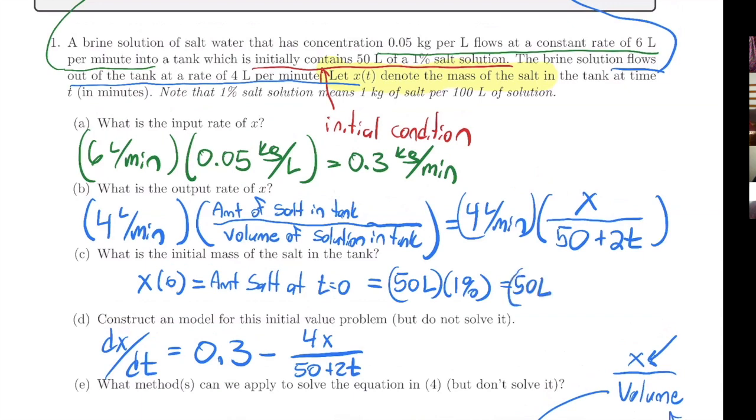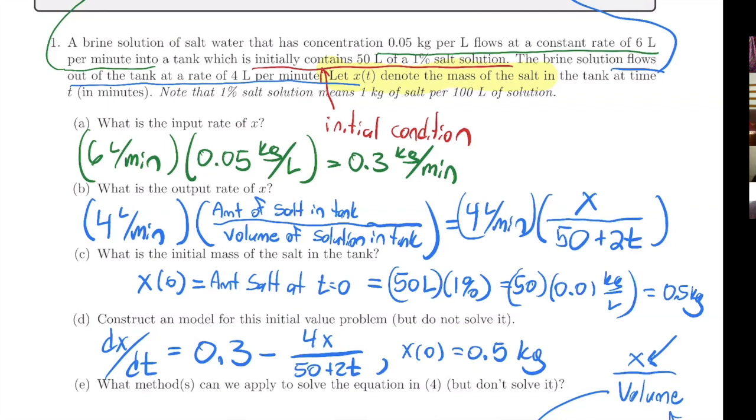That means we can take these 50 liters and multiply it by 0.01 kilograms per liter. So sometimes these concentrations are given as percentages that we would then convert to a decimal. And that would give me 0.5 kilograms. So that would be my model. I've got my differential equation along with my initial amount of salt, which is, if it's 50 liters, 1% of it is salt. That means we have 0.5 kilograms at time 0. Okay, any questions?